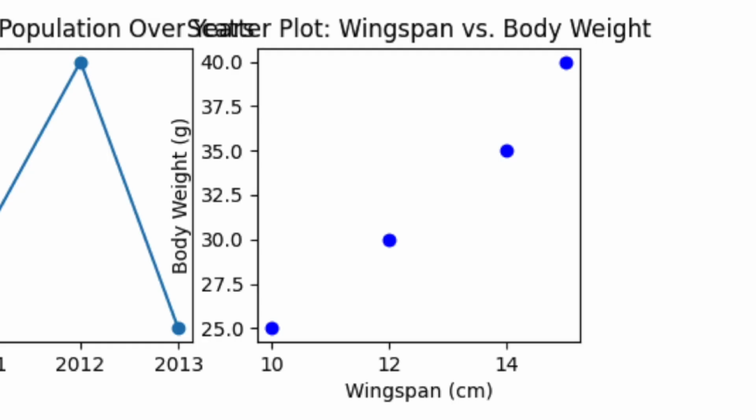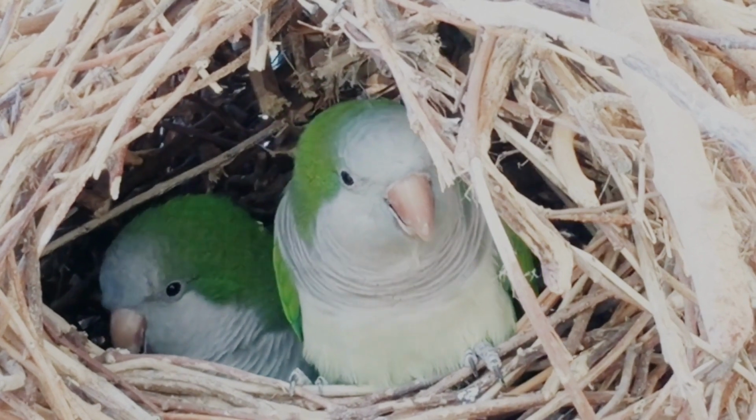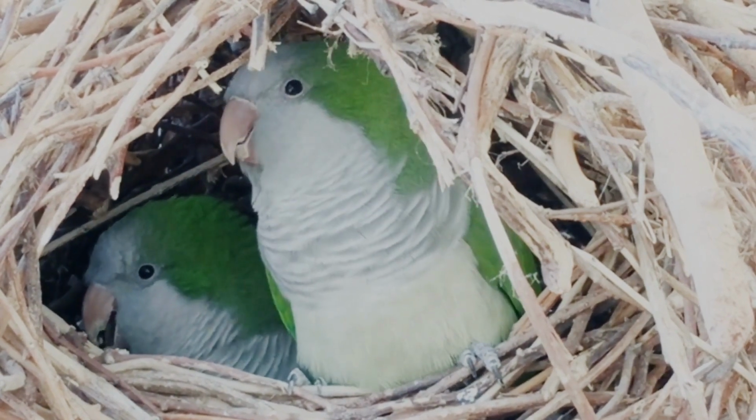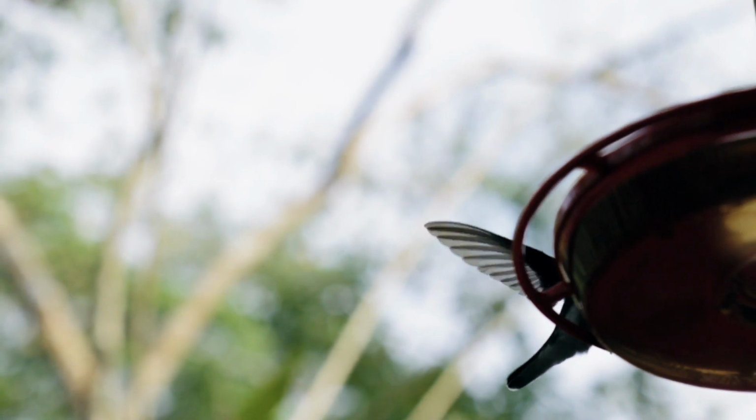We draw dots for each bird, where the position on the graph shows its wingspan and weight. If the dots mostly go up and to the right, it means bigger birds are usually heavier. This can give us clues about how birds adapt to their environments. For example, if we see that birds with bigger wingspans tend to be heavier, it might mean that the larger wings help them to fly better or catch more food.